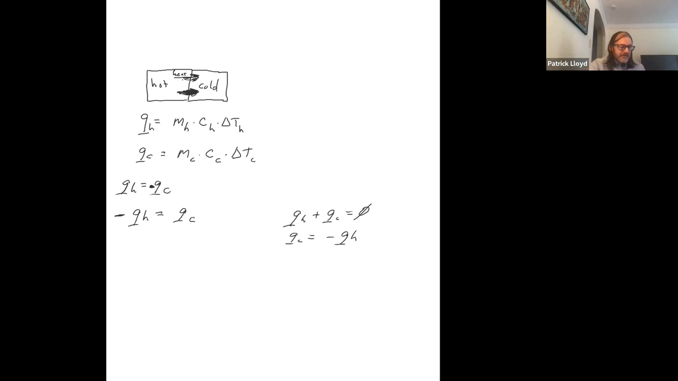Okay, but we have these equations here. And notice we know the mass, we know the change in temperature, we know the mass, we know the specific heat, we know the temperature change. The only thing we don't know is right there, C hot. Okay, so let me go through this. What I'm going to do is first do the water.